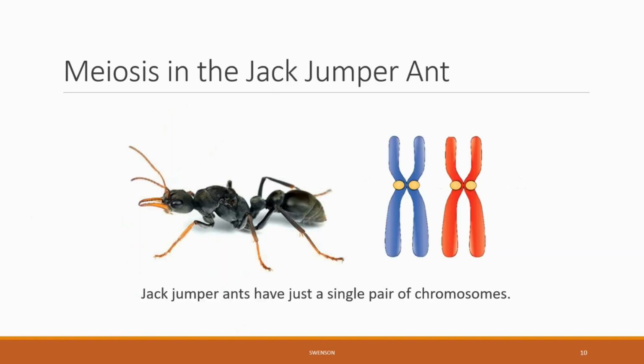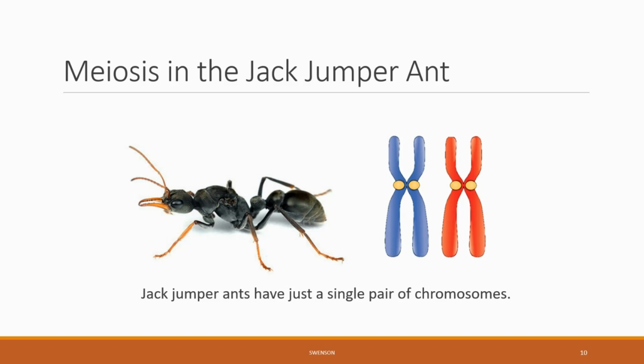We can use jackjumper ants to help simplify the process. These ants have just one single pair of homologous chromosomes. In our analogy, they have one book and two copies. Each copy is color coded, so we can keep track of the difference between the two, being one from the mother and one from the father.